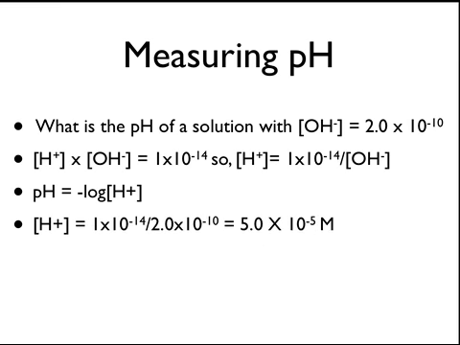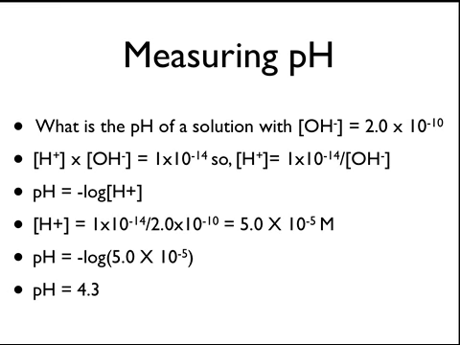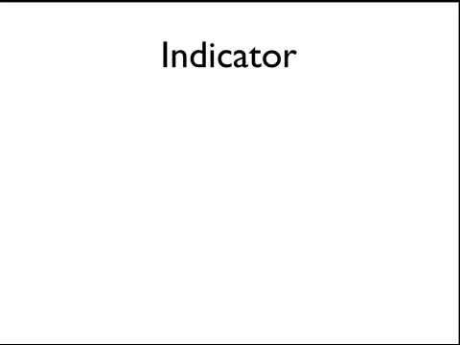So what we'll start with is to find the concentration of hydrogen ions. We do 1 × 10^-14 divided by 2.0 × 10^-10, and we get the concentration to be 5.0 × 10^-5 for H+. Now we can plug that into our pH equation. So we plug the number in for concentration of hydrogen. pH equals negative log times 5 × 10^-5, and we solve that our pH is 4.3.